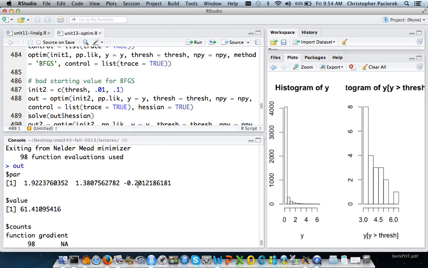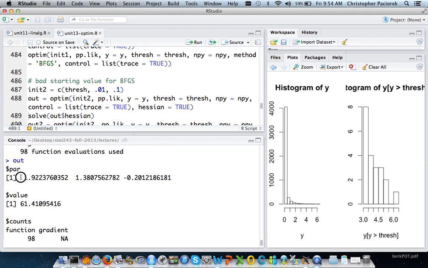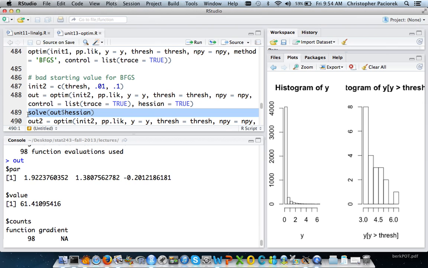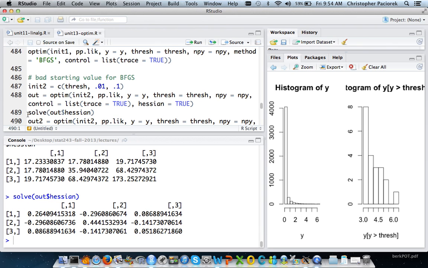Okay, so in this case, it looks like Nelder Mead worked fine despite the bad starting value. So I still get this same set of parameter values. I still get the same value of the objective function at the optimum point, or what I'm hoping is the optimum point. If I want to, I can take the Hessian and invert it and get estimates of the asymptotic covariance matrix. And if I took the square roots of these diagonal elements, I'd have the asymptotic standard errors from the problem. So, those are sort of on the right scale.